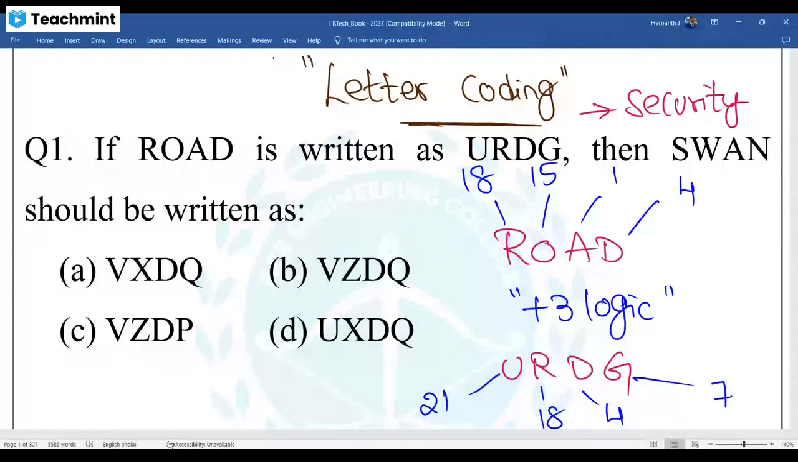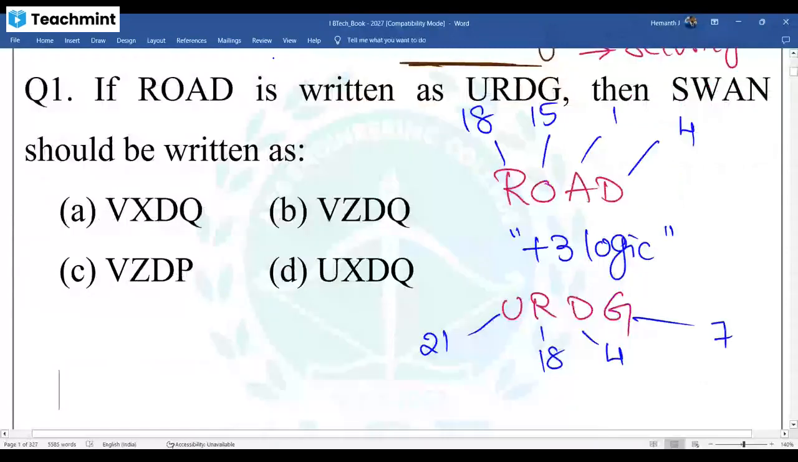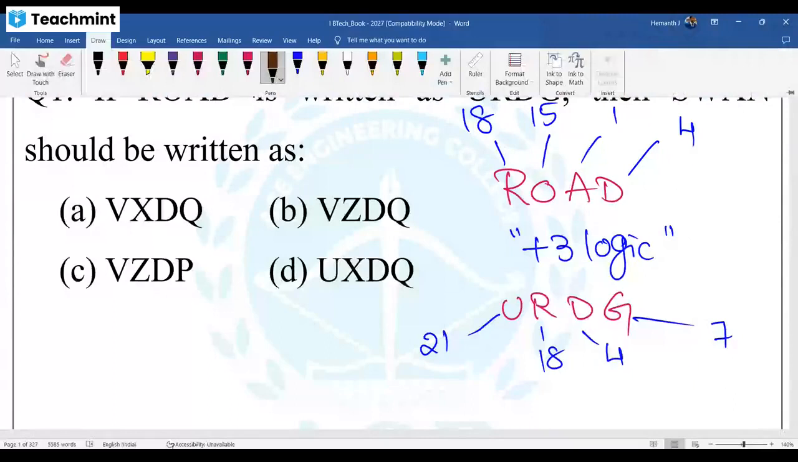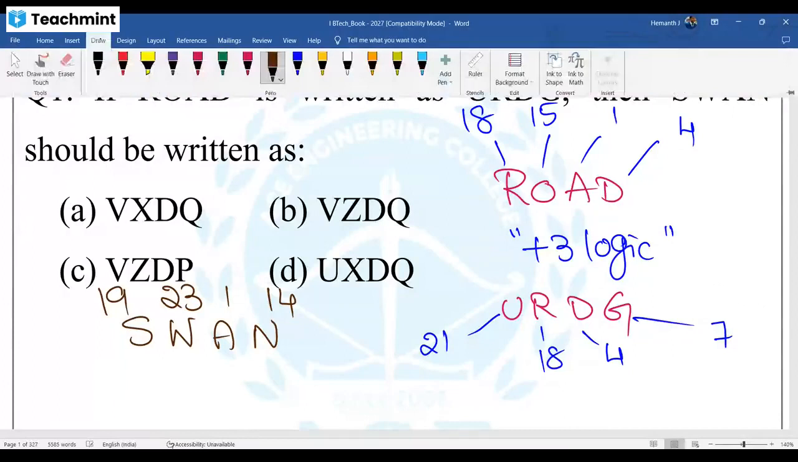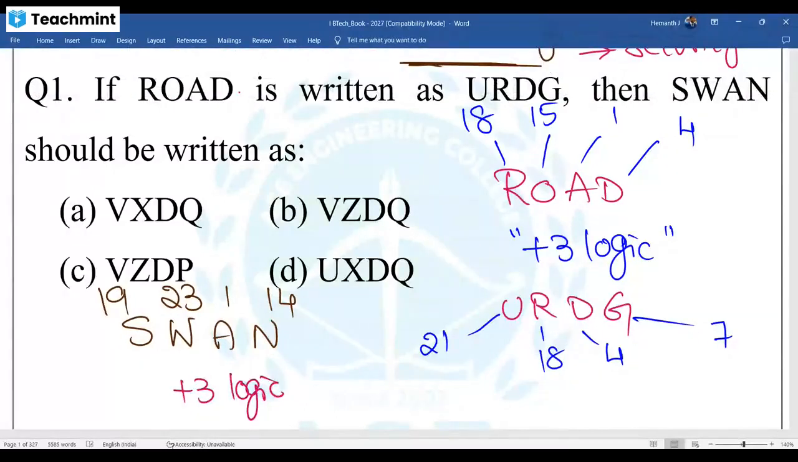Now the same thing I have to apply for SWAN. You have to understand the logic, then apply it. What would SWAN be written as? That is the question, right? So SWAN: S is 19, W is 23, A is 1, N is 14. November 14 we know, N value 14. If you apply plus 3, 19 plus 3 is 23.